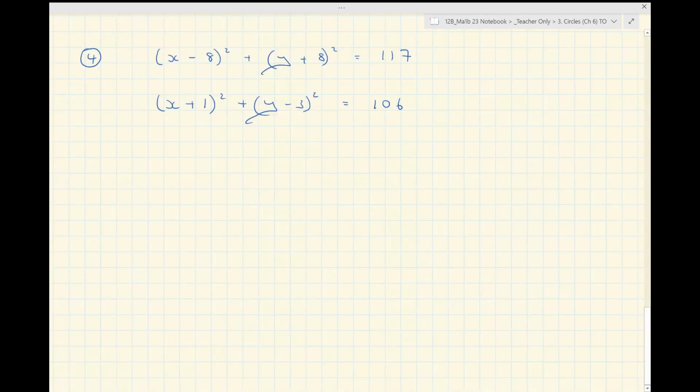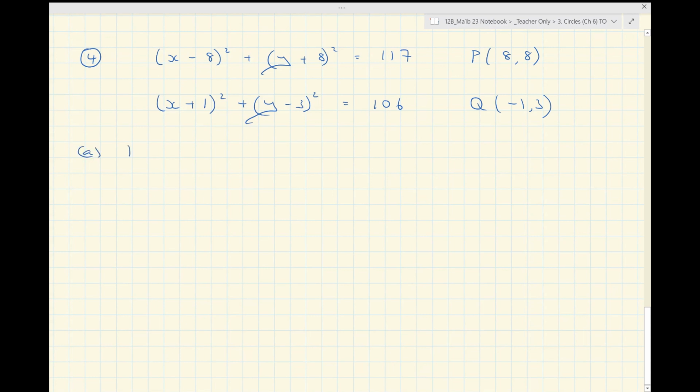Question 4. I've got 2 circles here, and I'm told that the centres are P and Q respectively. So the centre of this top one, P, is (8, 8). And the coordinates of Q, the centre of this one, must be (minus 1, 3). Okay. Let's look at part A.